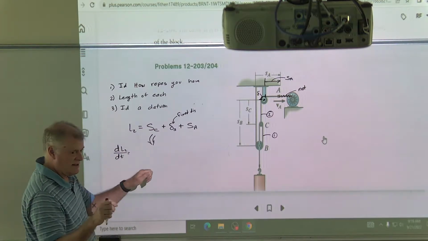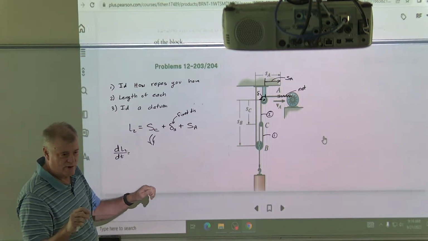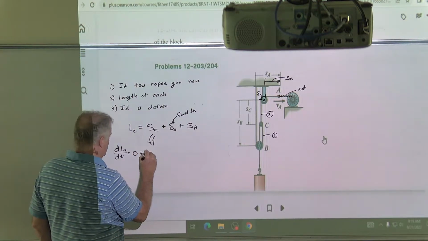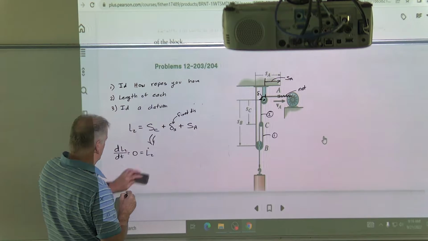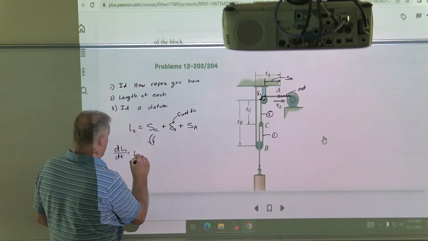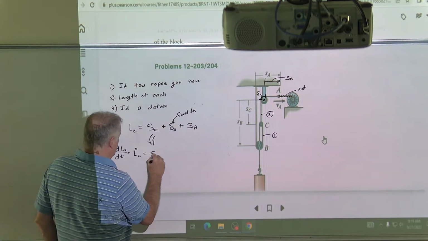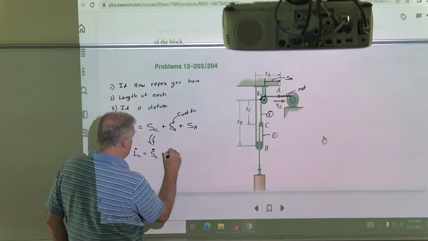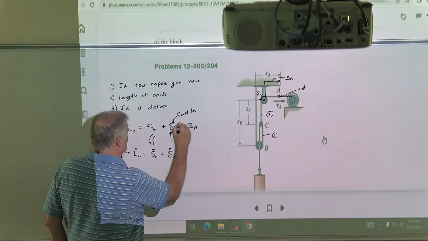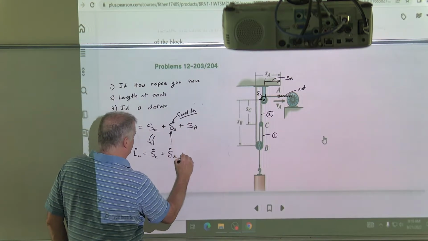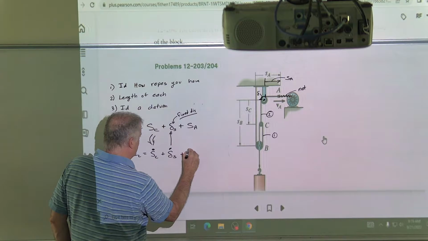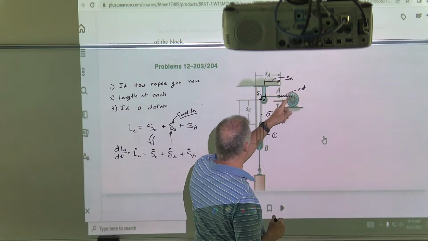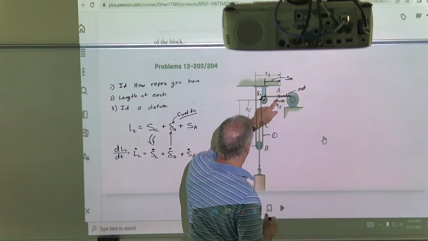How does the length of rope change as a function of time? Now, if it's not elastic, it doesn't bounce around, which is what you kind of assume, it basically is 0, which is basically L2 dot. L2 dot is equal to SC dot plus delta S dot, and we have to remember this is fixed, plus SA dot.